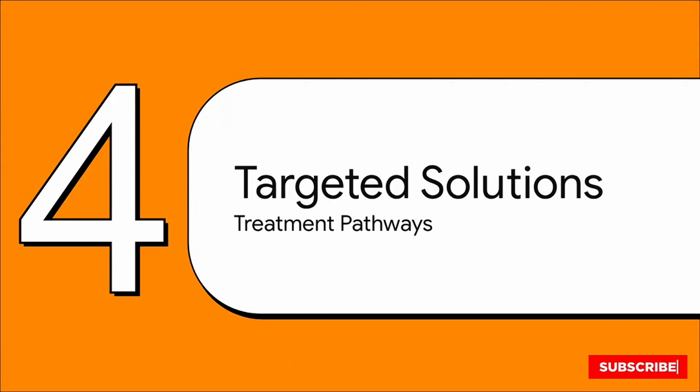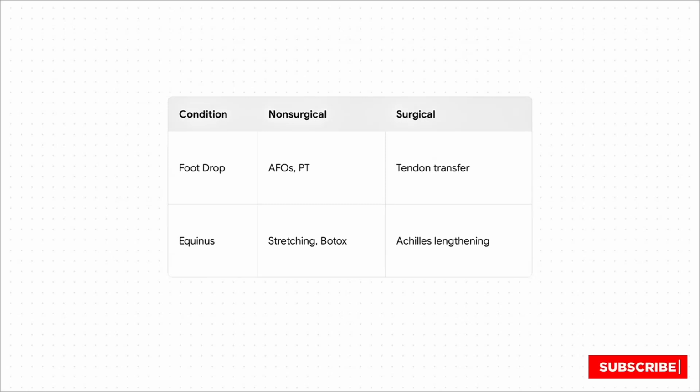Section 4. Targeted treatment solutions. Notice how completely different these treatment paths are? I mean, they have to be because they're solving entirely different physiological puzzles. For foot drop, non-surgical treatments focus intensely on neurological support. If the brain signal can't lift the foot, we use ankle-foot orthoses, or AFOs, to physically brace it into a functional position. Or we use functional electrical stimulation, which is just incredible. It artificially triggers the nerve, essentially bypassing the brain's broken signal to fire the muscle directly. Surgically, doctors might perform a tendon transfer.